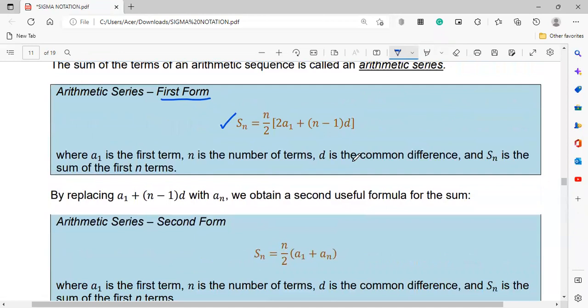If we're going to replace a sub 1 plus n minus 1 times d with a sub n, then ito daw ang makukuha nating formula. n divided by 2 times a sub 1 plus a sub n.